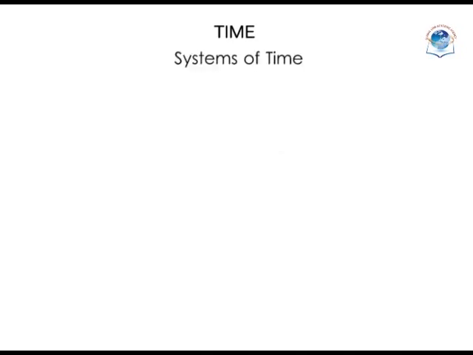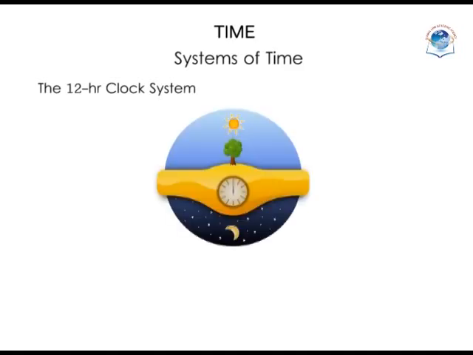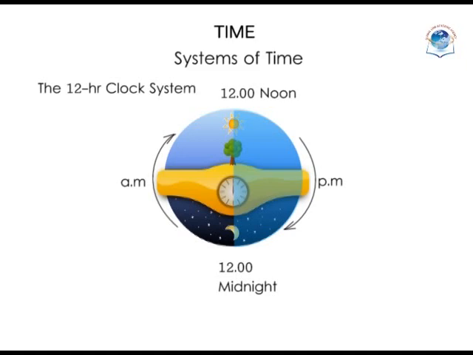Now, time systems. The 12-hour clock system. In this system, the 24 hours in a day are divided into 2 parts, AM and PM. AM is the time of the day between midnight and noon. PM is the time of the day between midday and midnight. So instead of saying 9 in the morning, we say 9 AM. Instead of 8:30 in the evening, we say 8:30 PM.